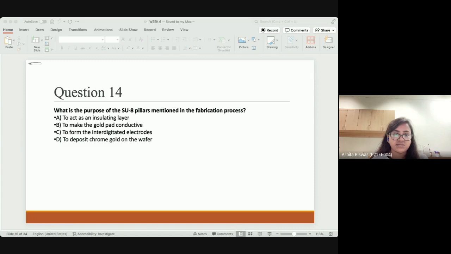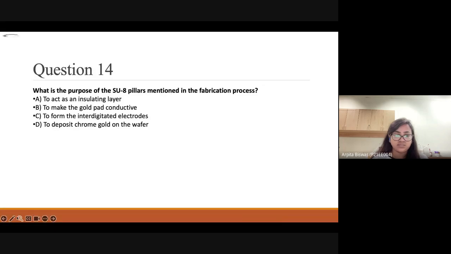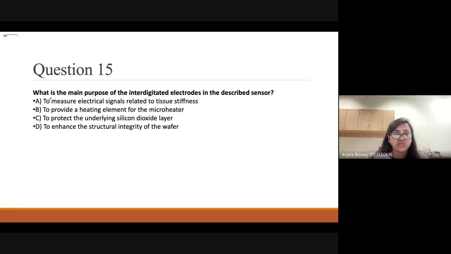So what is the right answer? So the right answer is option B, to make the gold pad conductive. Okay. So next question is question number 15. What is the main purpose of the interdigited electrode in the described sensor?